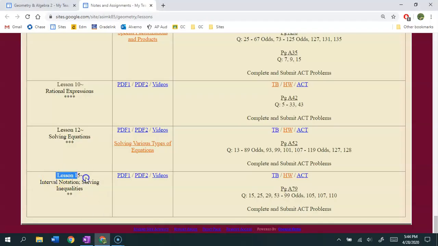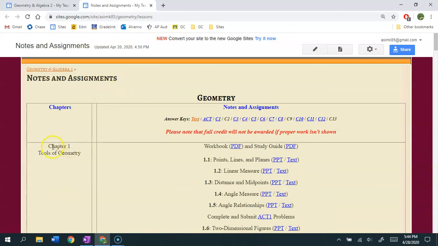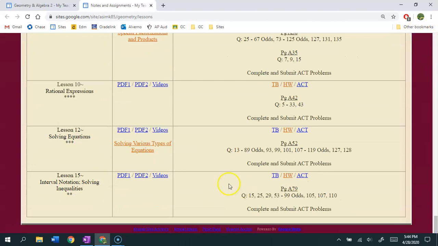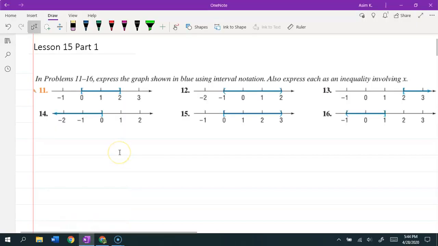Today we're going to be doing lesson number 15, and the good news is lesson 15 is the end of the course for us. Alhamdulillah, we started off in school in the month of September, and we started off from chapter 1, the tools of geometry, and about 7 to 8 months later, we have completed the course, and we are at lesson 15. Alhamdulillah is all we can say. All right, so let's get started.